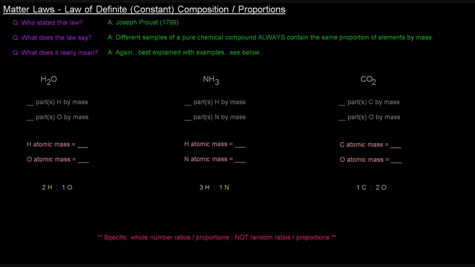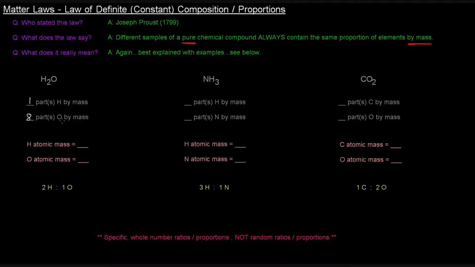So what are some key words in this? First of all, we're talking about a pure chemical compound. Okay, different samples of a pure chemical compound always contain the same proportion of elements by mass. Okay. So let's look at what it really means by taking a look at these examples. So if we think about water, H2O, right? H2O is 1 part hydrogen by mass and 8 parts oxygen by mass.